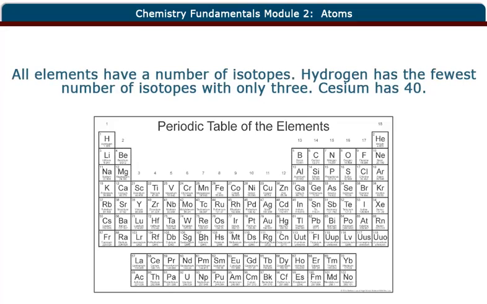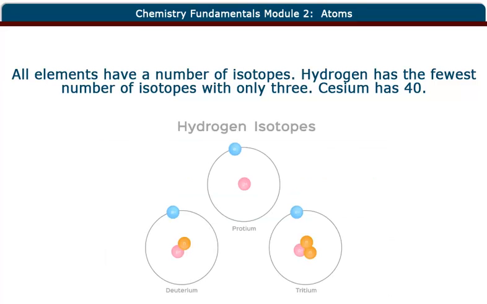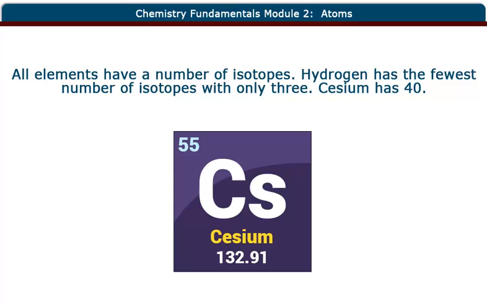All elements have a number of isotopes. Hydrogen has the fewest number of isotopes with only 3. Cesium has 40 known isotopes, making it, along with barium and mercury, one of the elements with the most isotopes.